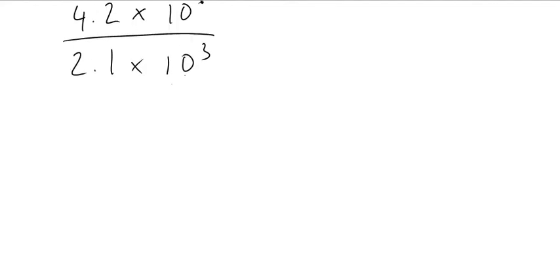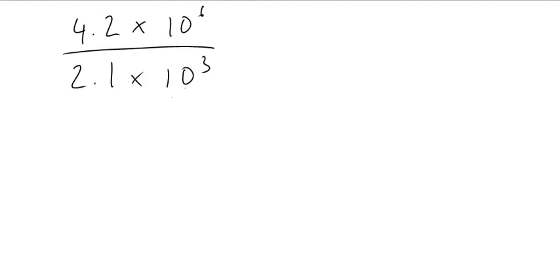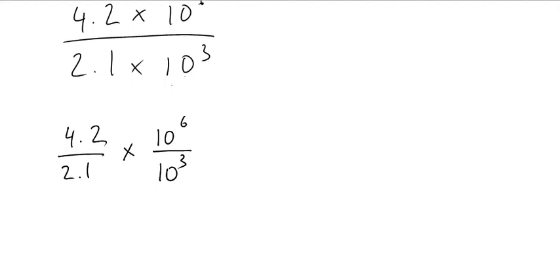Let's take a look at how we would divide two numbers written in scientific notation. Let's look at the example here. We have 4.2 times 10 to the power of 6 over 2.1 times 10 to the power of 3. So the first thing I would do is split it. I would say that's equal to 4.2 over 2.1 times 10 to the power of 6 over 10 to the power of 3. And now we can divide accordingly.